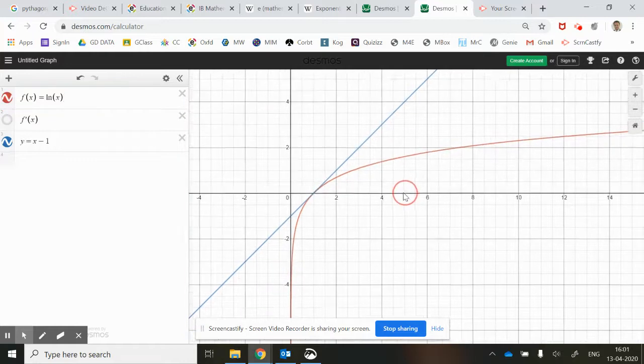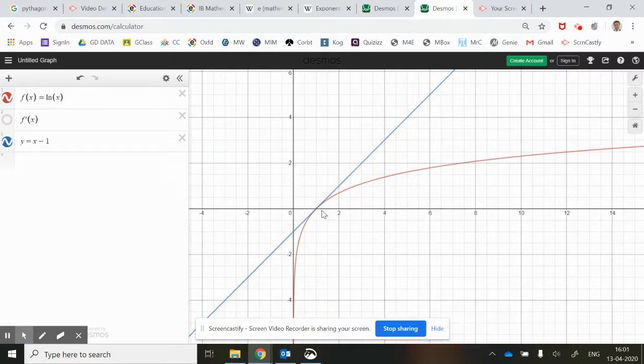This is log of x. The red graph here is log of x. And you can see in this case that we have a gradient at 1, 0, and I've put in this line, the blue line here. We can see that at this point we have a gradient of 1. Okay, and you can see that after that we have a reducing gradient, but it's always positive. It never gives us a negative answer. It always stays positive for the graph of log of x.